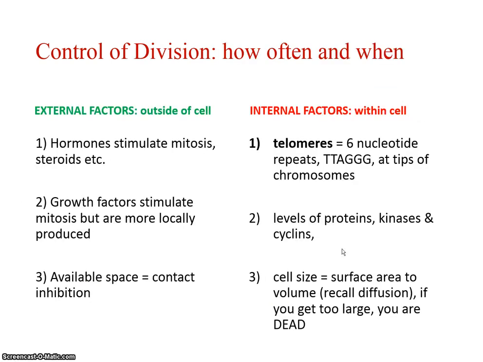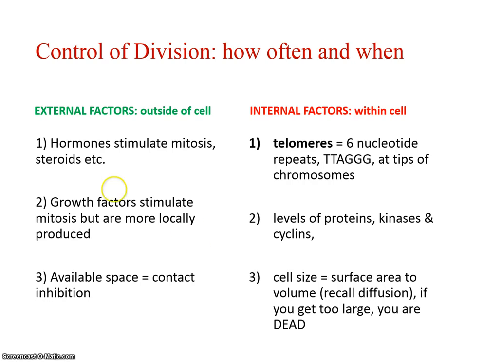Okay, so here's external and internal. Again, remember, we've got to control this. How often do we undergo division? When do we divide? Hormones that stimulate mitosis, such as growth hormones, are very important to this process. There are a number of steroids like testosterone and estrogen that also stimulate mitosis. Growth factors are things that one cell type will make and release, and it affects another cell. We have a whole bunch of different growth factors, and they stimulate mitosis, as the name implies. But they tend to be more in a certain area, whereas hormones can be released and they can have a wide effect all over the body.